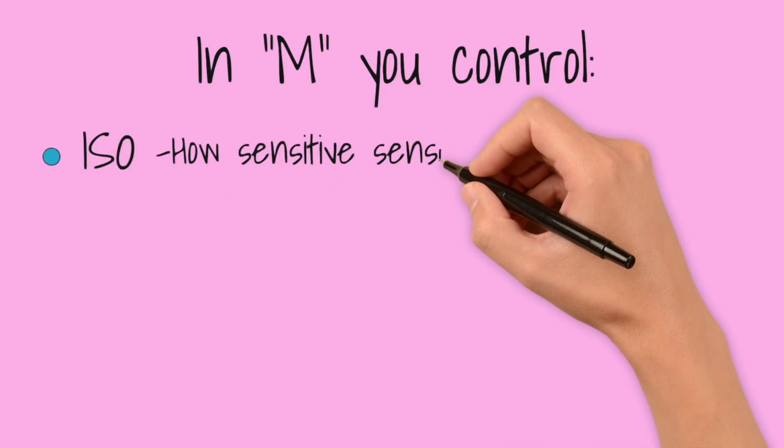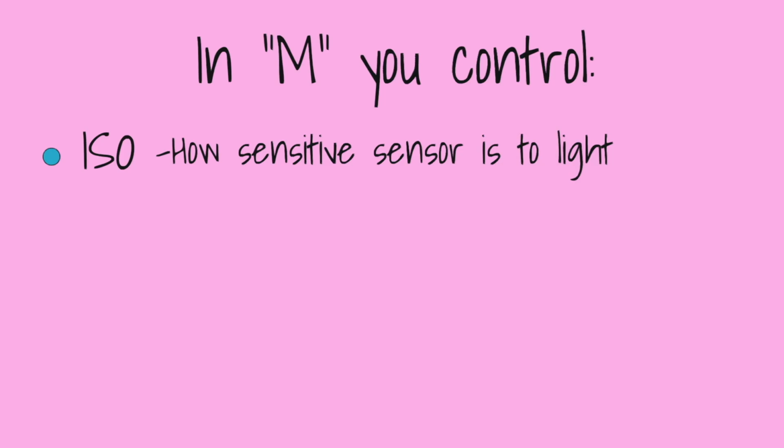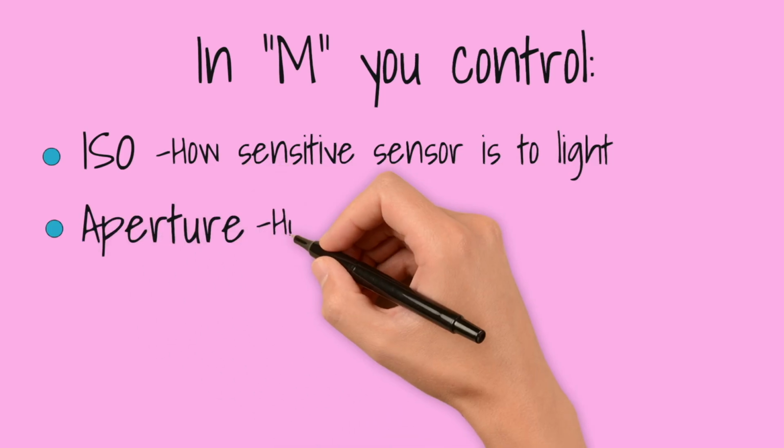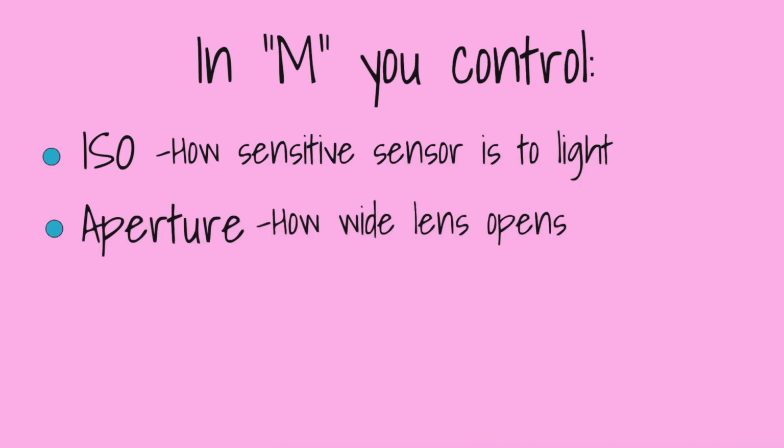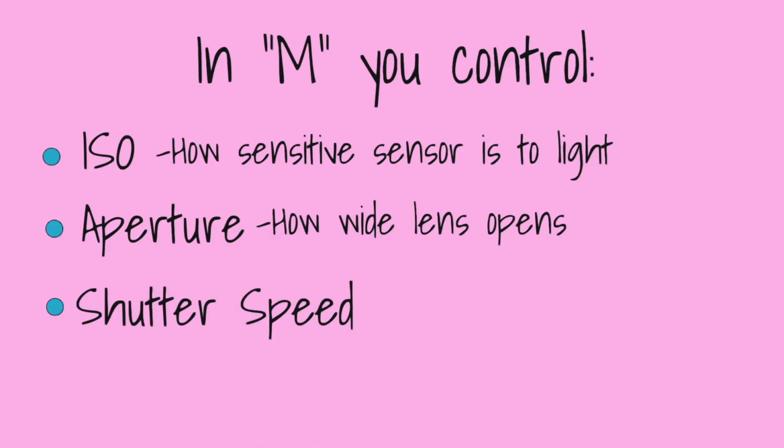You're gonna have to control all aspects of exposure when you set your camera to M. You're gonna have to set the ISO, or how sensitive the sensor is to light. You're gonna have to set the aperture, which is how wide your lens will be open, and you'll also have to set the shutter speed, which is basically how quickly your shutter will open and close.